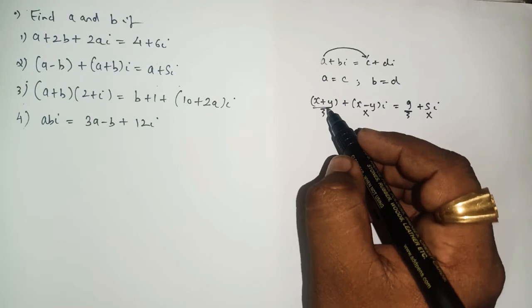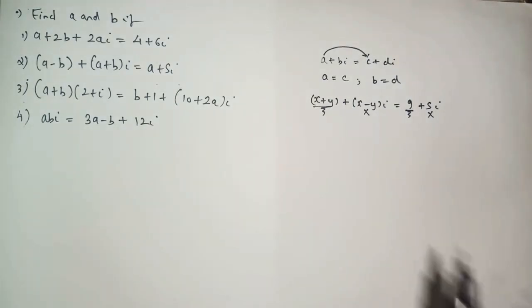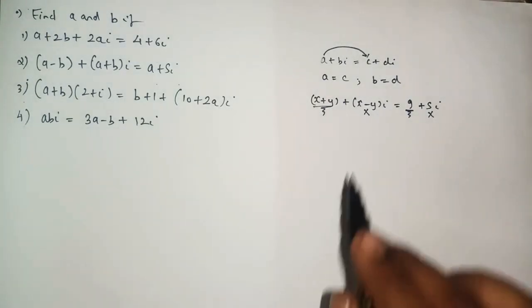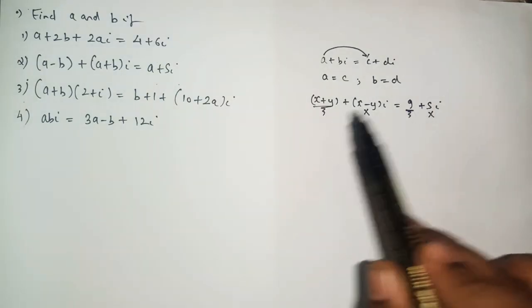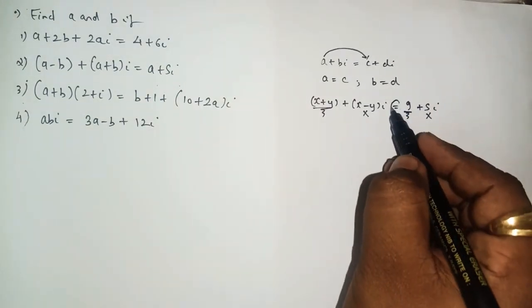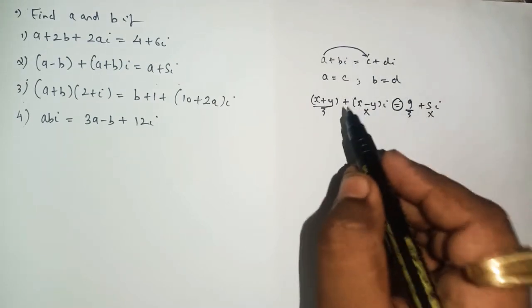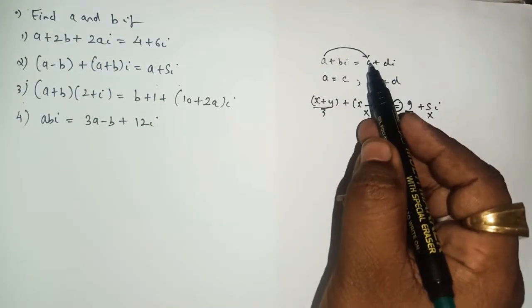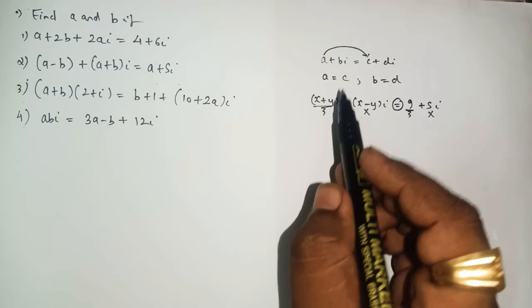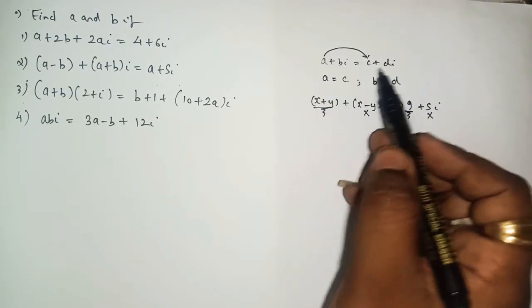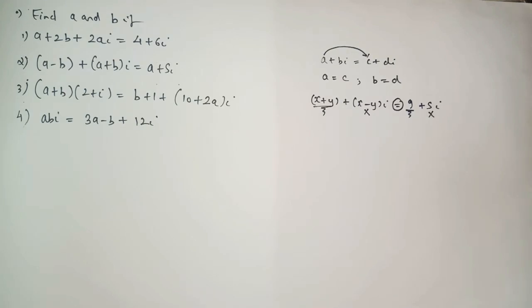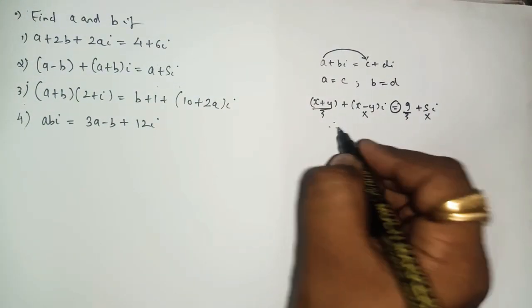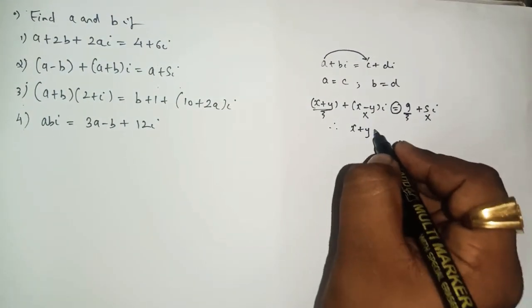So we can compare the left hand side and right hand side coefficients, or we can say we can compare the left hand side and right hand side real part and the imaginary part, as the equal to symbol is there. Using this property, it says that a will be equal to c and b will be equal to d. That means the real part will be equal and the imaginary part will be equal because of this equality property.